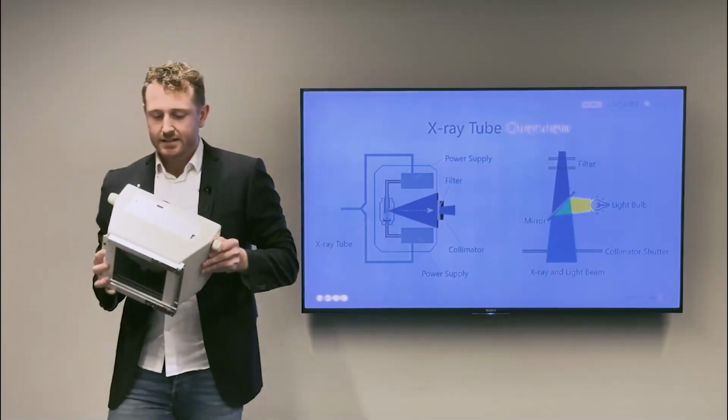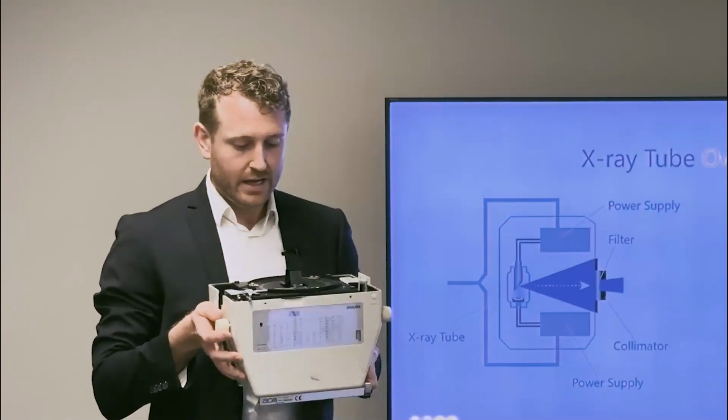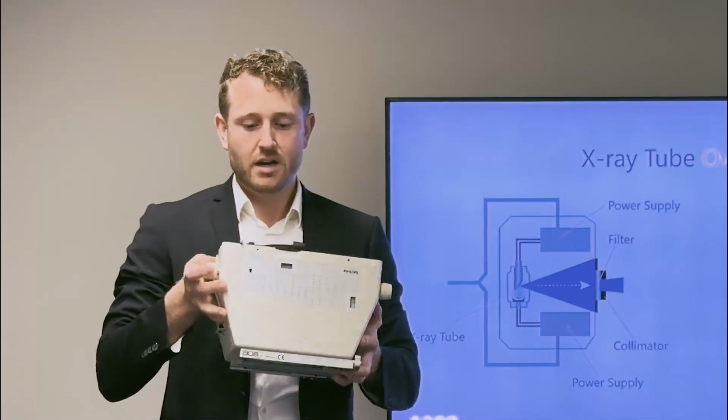And this is how a collimator housing may look in real life. So this is mounted at the opening or the exit of the X-ray tube.